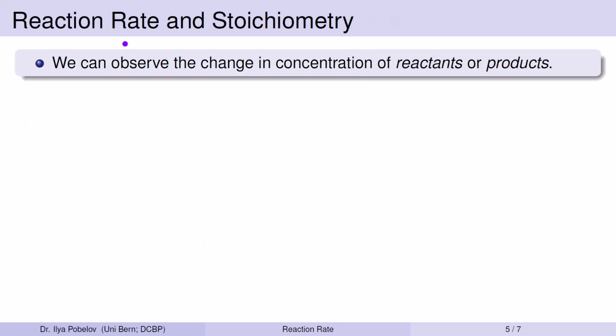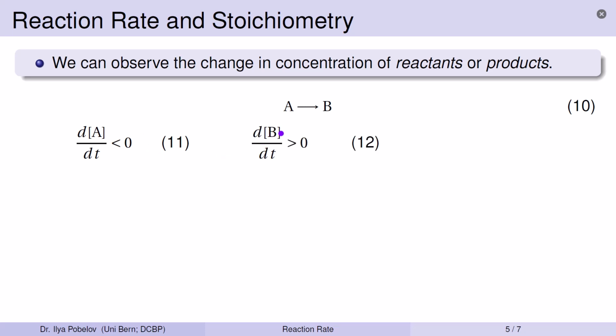The reaction rate can be determined by observing the change in concentration of either the reactants or the products. Let us consider as an example a reaction of A to B. For the reactant A, the derivative of concentration by time is negative, as its concentration decreases over time. For the product B, it is positive as its concentration increases. As one molecule of A reacts to one molecule of B, the time derivative of the concentration of B is the negative of the time derivative of the concentration of A.